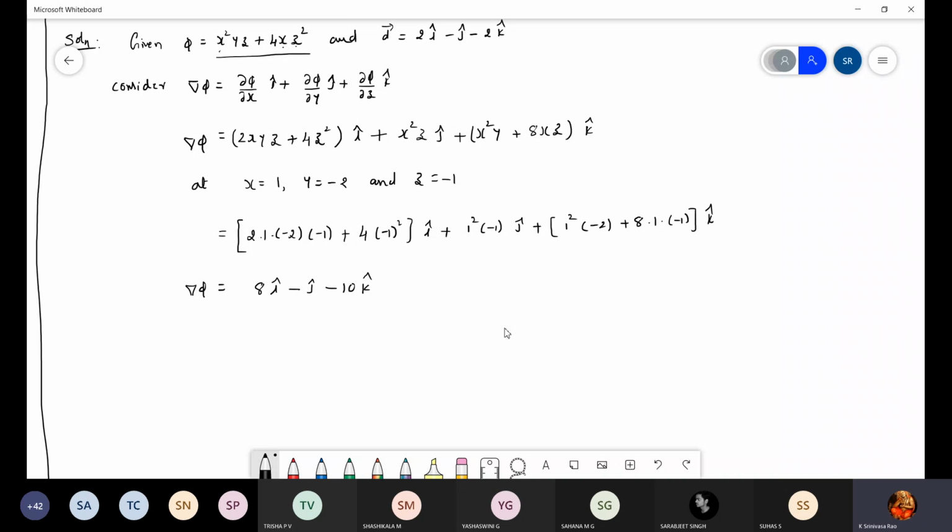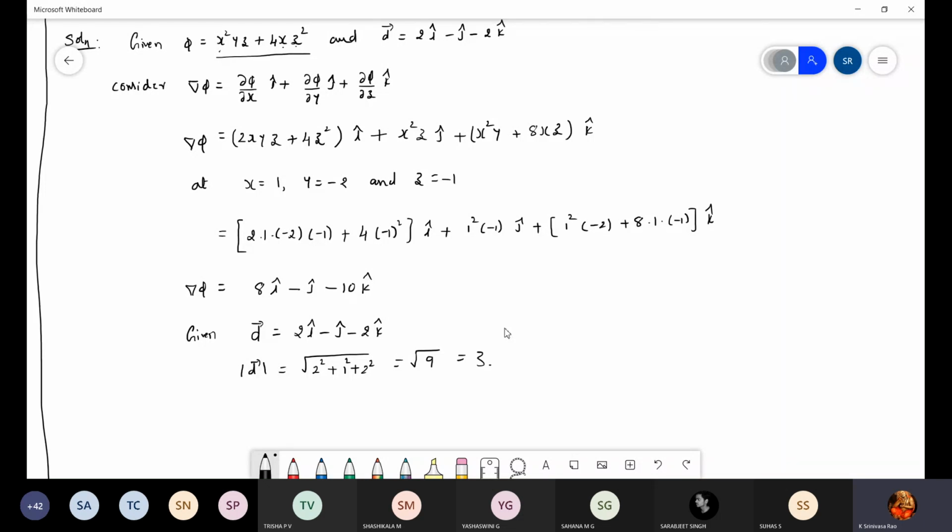Now coming to the directional vector, calculate d cap. Given vector d equals 2i minus j minus 2k. Calculate its magnitude. Therefore, magnitude of d equals square root of 2 square plus 1 square plus 2 square, that is 9, root 9, that is 3.